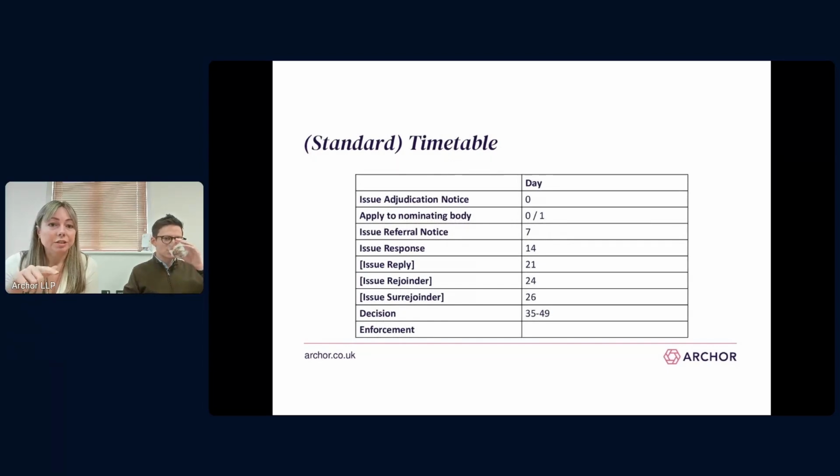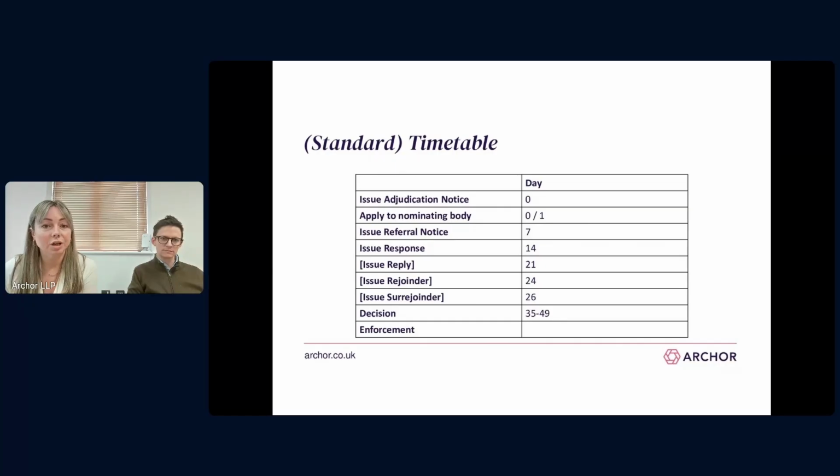This slide just shows the standard timetable for adjudication. So an application is made to the nominating body for the nomination of an adjudicator once the notice has been served. The referral needs to be issued no later than 7 days after the notice. Whilst it does vary, generally speaking, the responding party will have 7 days to provide a response, with a further 7 days for the referring party to provide its reply.